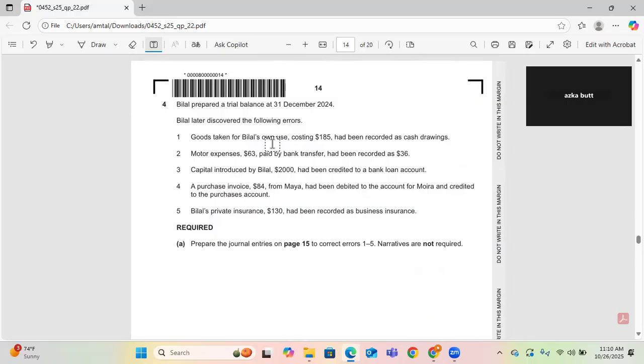Okay, so after correction, what we did: we took the goods for Bilal's own use, and this is 185, and we had recorded it as cash drawings. So we know that 185 is basically part of your drawings, and now we have to add it back because we deducted this before. Now we have to add back 185, so it will increase the profit for the year.